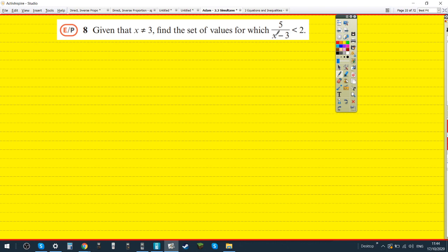What you might think is we multiply both sides by x minus 3 to remove the denominator. But we don't know if x minus 3 is negative, so I believe we would have to multiply both sides by x minus 3 squared. So the top would be 5 times x minus 3 squared over x minus 3, and then it's less than 2 open brackets x minus 3 close brackets squared.